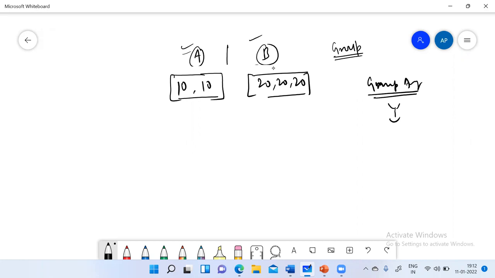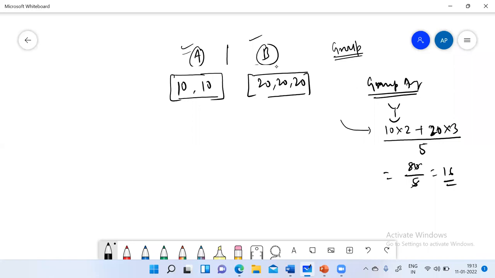How much will it be? 12. It will be 12. What? 12, sir. So what will be the value of the total sum? 10 into 2 plus 20 into 3. No, sir, it will be 16. It will increase from 15. 16. Okay. So let me write it here: 10 into 2 plus 20 into 3 divided by 5, which is basically 80 by 5, and it will be 16.